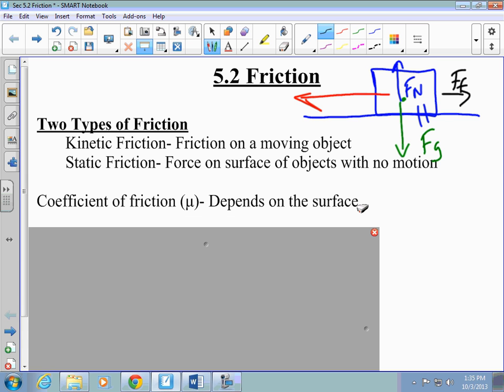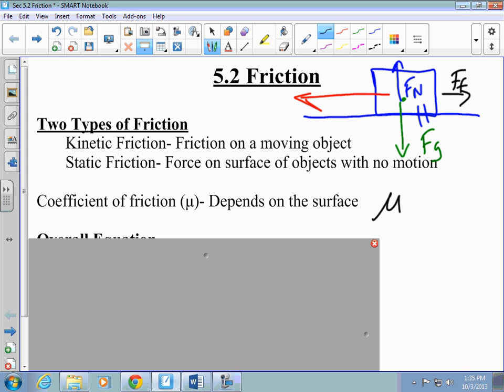The coefficient of friction, with this funky mu, depends on the surface. It is a number, and it varies from surface to surface. For example, you all know that ice is much more slippery than sandpaper. So the coefficient for ice is really low, but the coefficient for sandpaper is really high because that surface is very frictiony. Yeah, I'm using that word, frictiony. So what we have here is the coefficient between two surfaces.